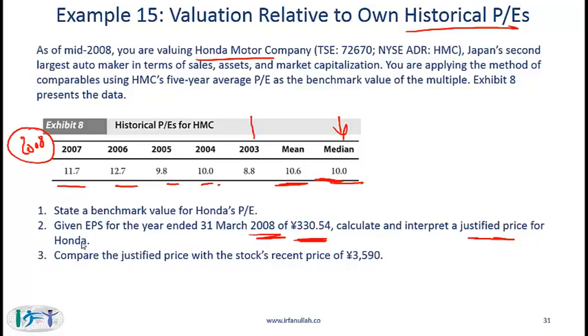How will you come up with a justified price? You will say that, look, this is the earnings number. If you take a median number, which makes our calculation easier, you can multiply the two and come up with the justified price. Justified based on what? Justified based on the historical PE of this particular company. And then compare that justified price with the stock price of 3590. So does the stock appear to be overvalued or undervalued if you use the median as the benchmark? Overvalued. Yeah, the stock appears to be a little bit overvalued.